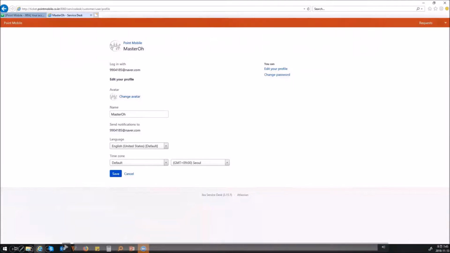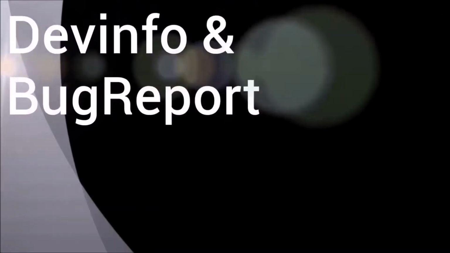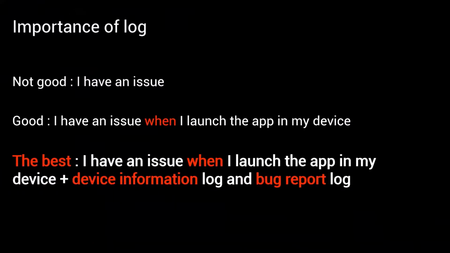Let me introduce and explain the importance of taking the device information and the bug report. There is a saying, a picture is worth 1,000 words, and sometimes we have difficulty understanding your issues. For example, some people just send an email, "I have an issue," and that is really difficult to understand. So the best thing is, of course, we need some device information and bug reports.